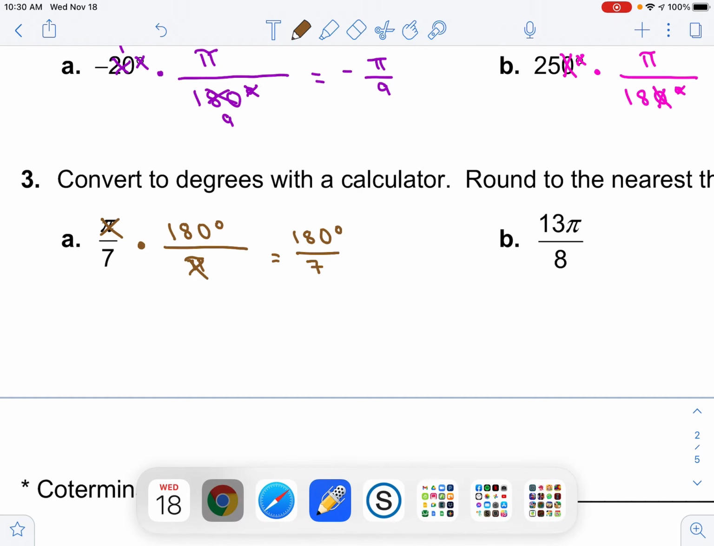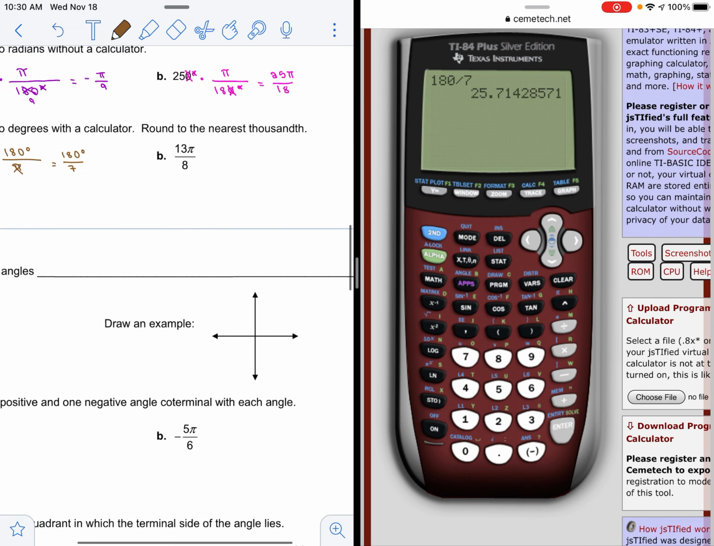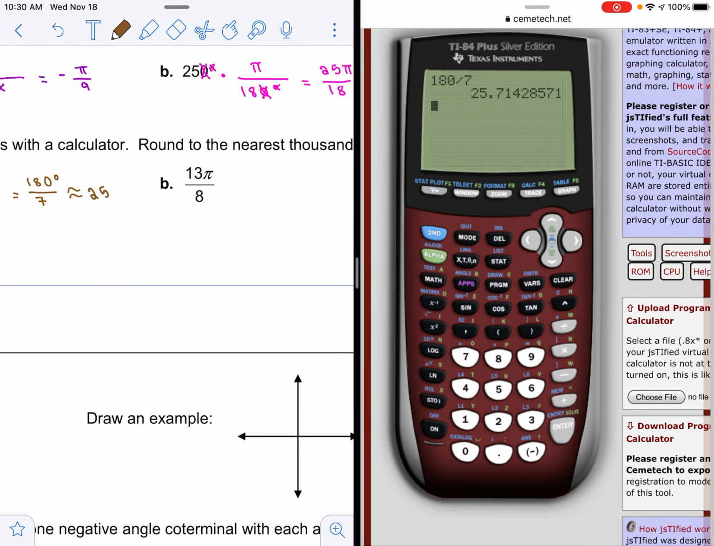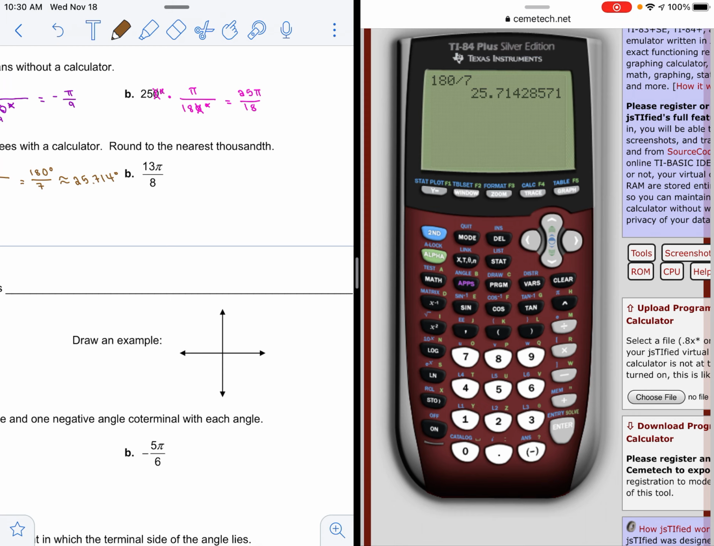So what you can do is go to that calculator, and you can just type in 180 divided by 7, and then you should be getting approximately 25.714 degrees. And then you can do the same thing with the next problem.